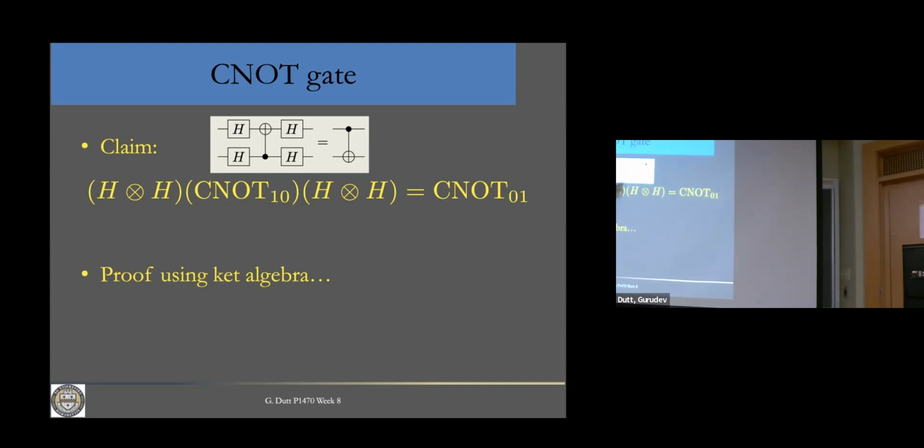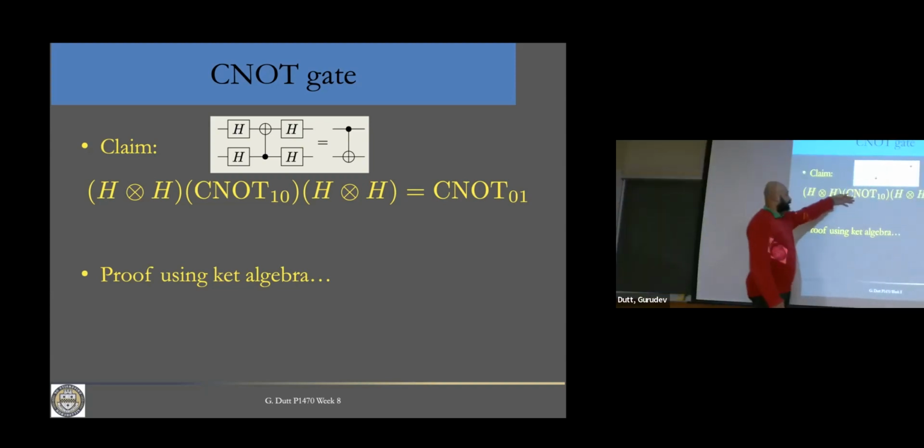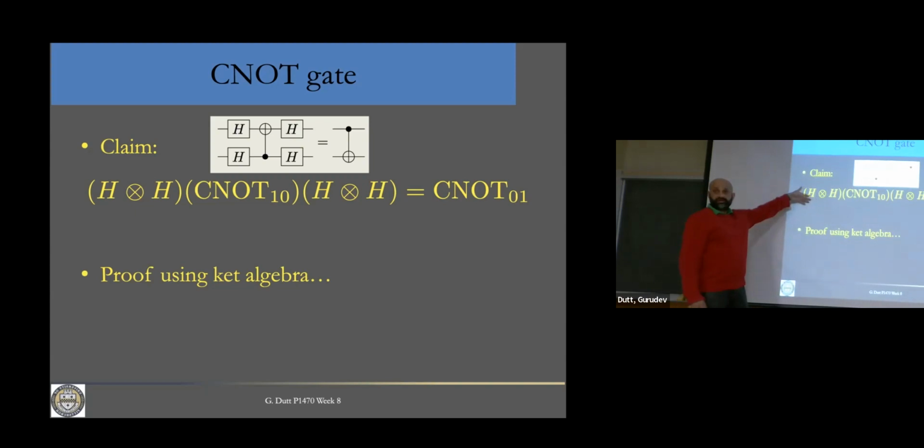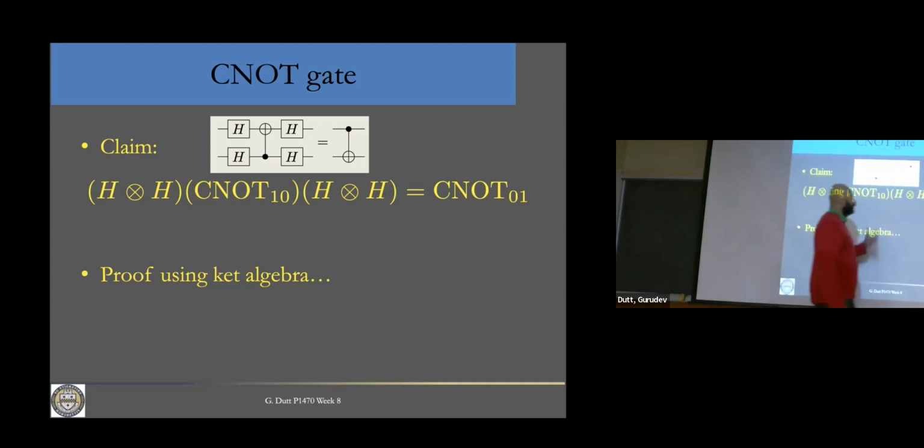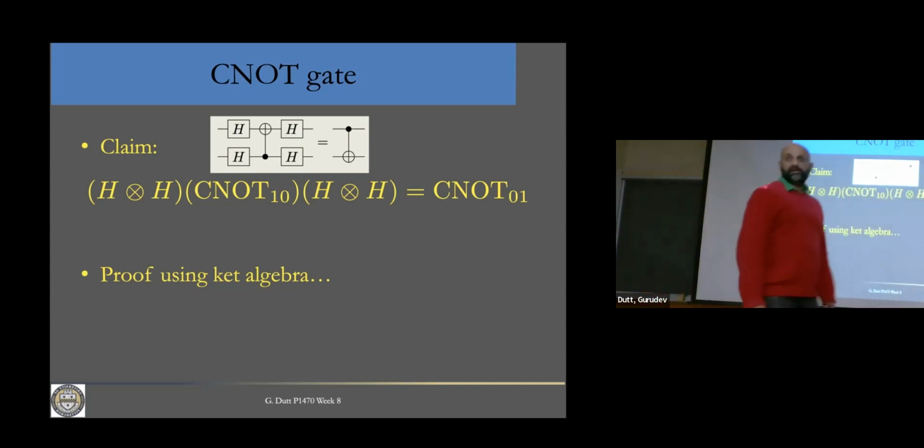When we read the circuit from left to right, we have to write the matrices from right to left. Okay, so this is H tensor H, and then C naught 1, 0, and then H tensor H. That is the order of the operations. And that I claim is equal to C naught 0, 1. Okay. So first we will prove it using ket algebra.